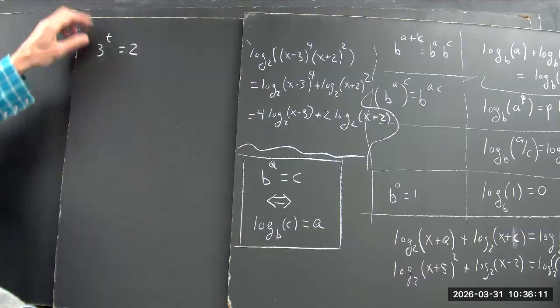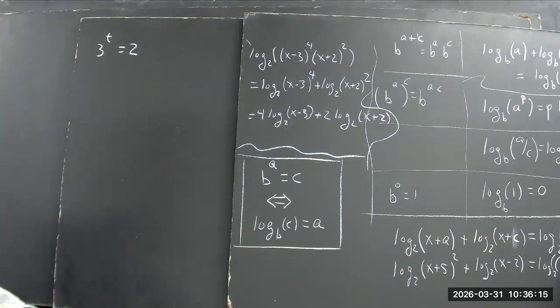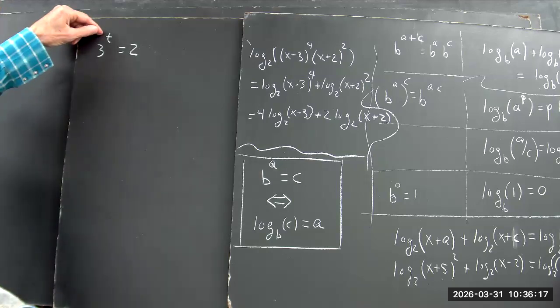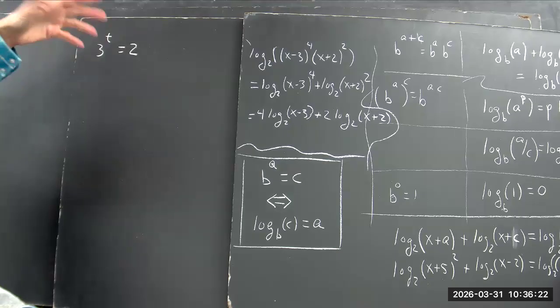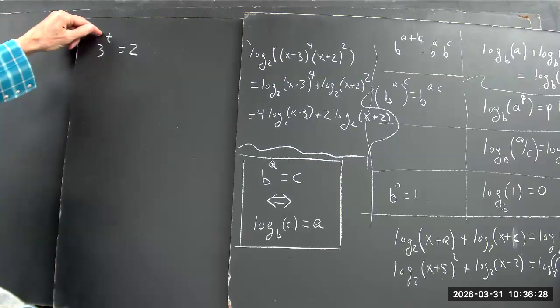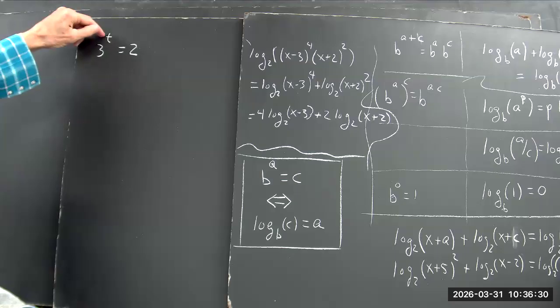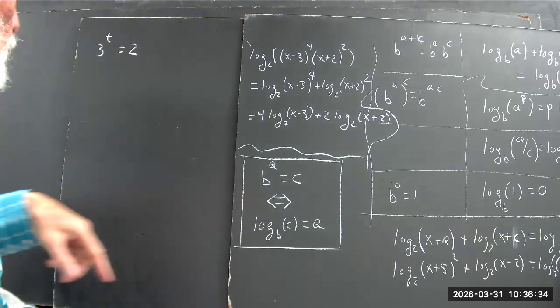Let's just solve a simple equation: 3 to the t equals 2. Now, how do we solve this? The t is up here in the exponent. There's nothing you can do to both sides. None of the things you do with linear equations or quadratic equations or any other kind of equation is going to allow you to operate on that t. You can't get that t out of the exponent except by using the rule I just gave you.